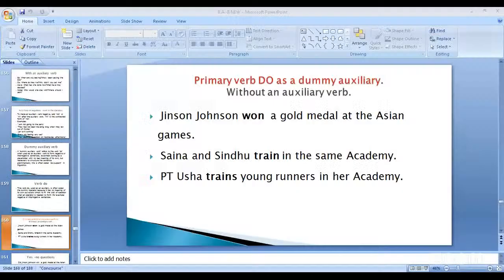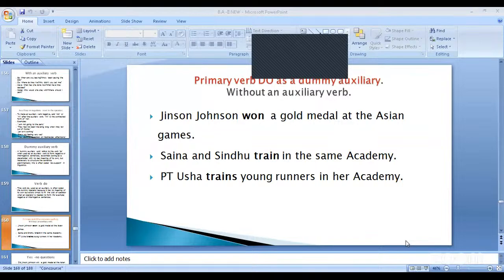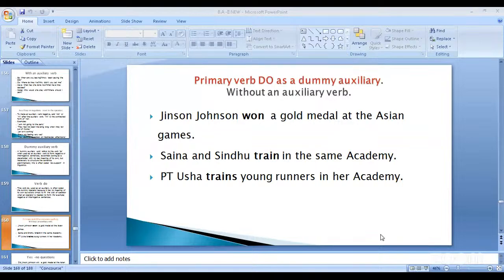Right. So today we're going to start with the auxiliary verbs, which I have already started yesterday. I'll be taking you through the other auxiliary verbs, whereas the primary verb do. So we have discussed yesterday, be, have, do are the primary verbs.